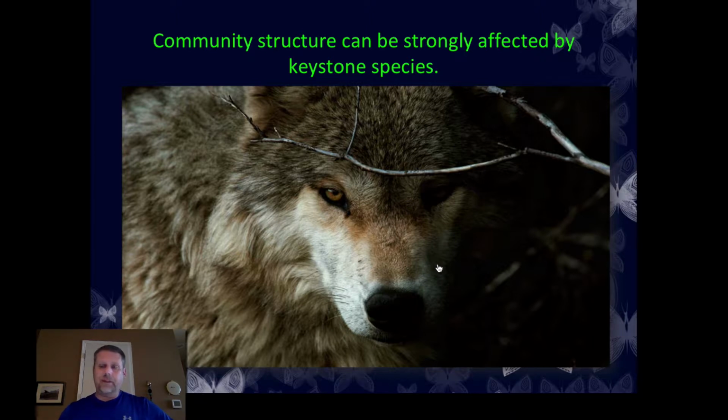So there are some things that are small that are keystone species, like prairie dogs, and there are some things that are large, like elephants. And to show you how important a keystone species is, we're going to watch a brief video about wolves' role in an ecosystem, especially the Yellowstone ecosystem.